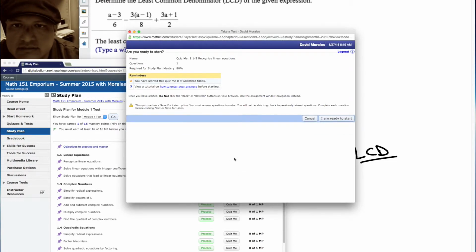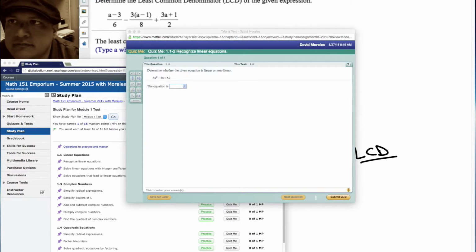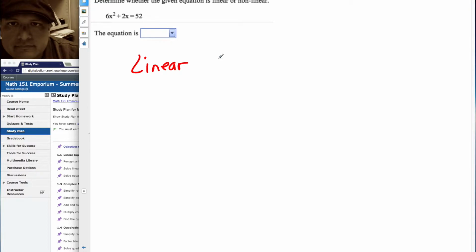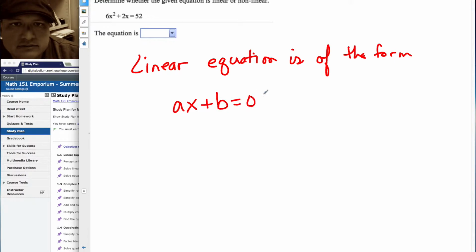Next one, recognize linear equations. Determine whether the given equation is linear or nonlinear. So what is a linear equation? A linear equation is of the form ax plus b equals 0.